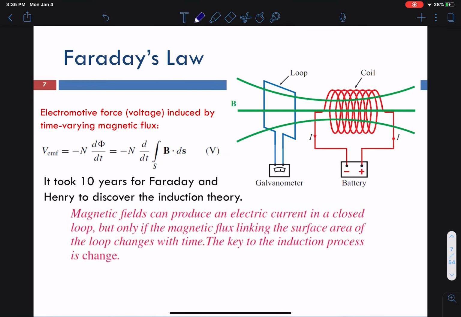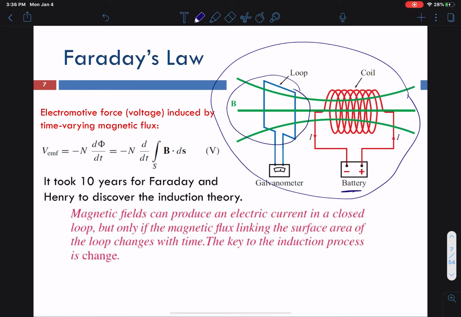And to test that, he made this experimental setup over here. He observed it for 10 years. So he has a battery, right? And he has the current carrying conductor here, and that produces a magnetic field. He has another loop over here trying to catch that magnetic field to produce electricity. He was trying to see if there is any deflection in the galvanometer. If you have a deflection in the galvanometer, that means you have an electrical signal there. But for 10 years, nothing happens.